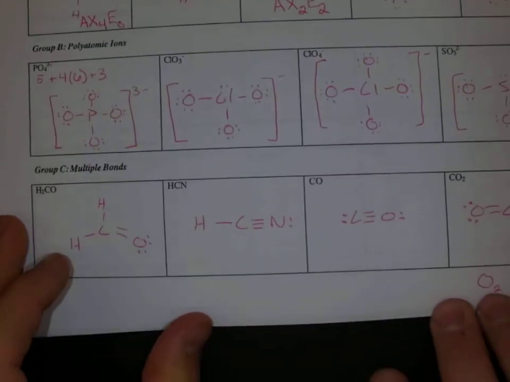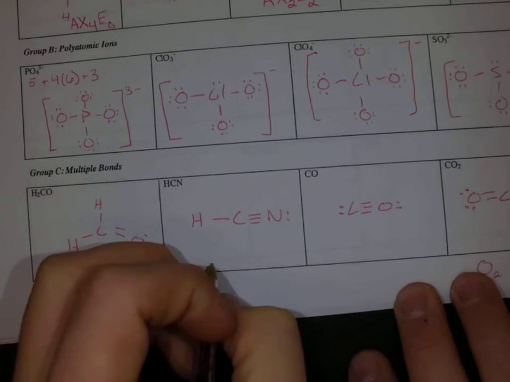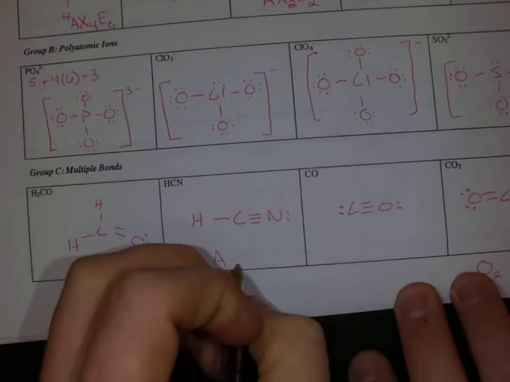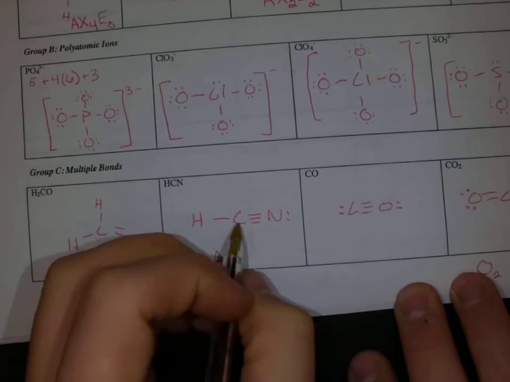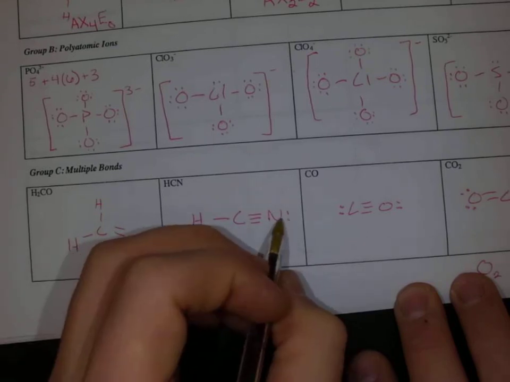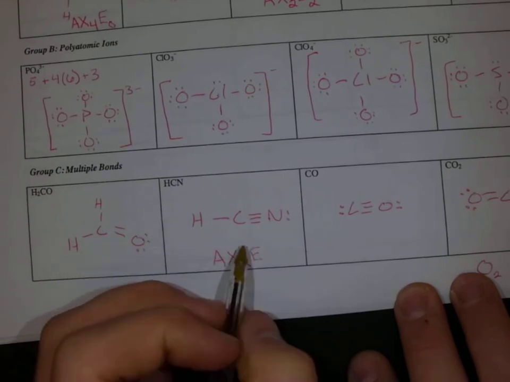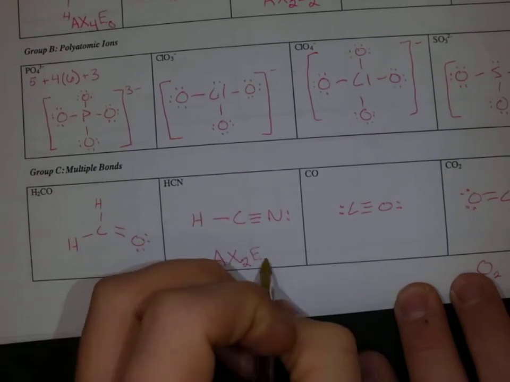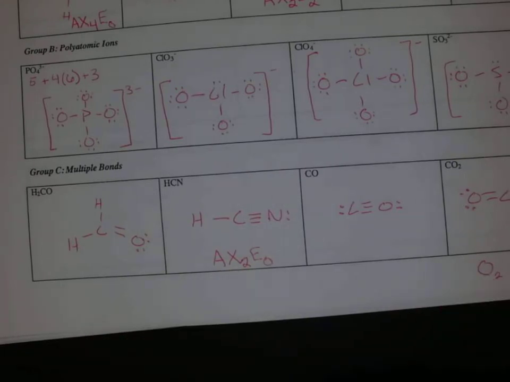Okay? The last one down here that I'm going to show, let's look at this one. HCN, A, my central atom is carbon. Okay. X, how many atoms do I have bonded? 1, 2 atoms bonded. And then E, how many lone pair electrons? 0. Okay, so this is going to be AX2E0. Okay, so what we need to be able to do is fill in our whole packet with their AXE structure, right? Let's get our AXE.